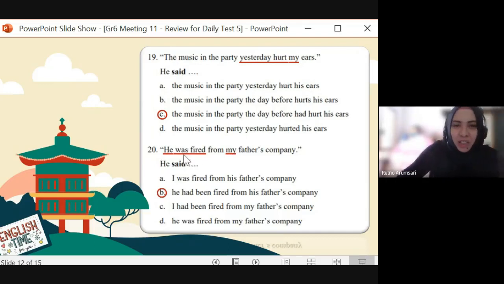Okay, yes, you change was into had been. Okay, 6D. Any questions so far? 5 more numbers? No?